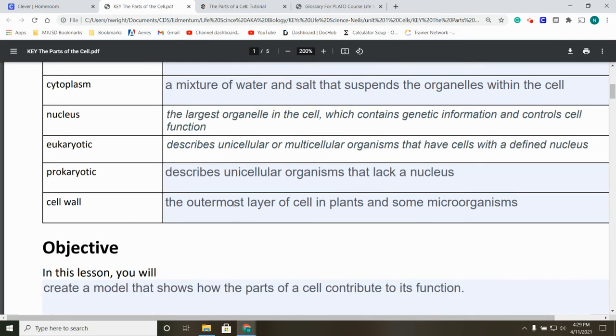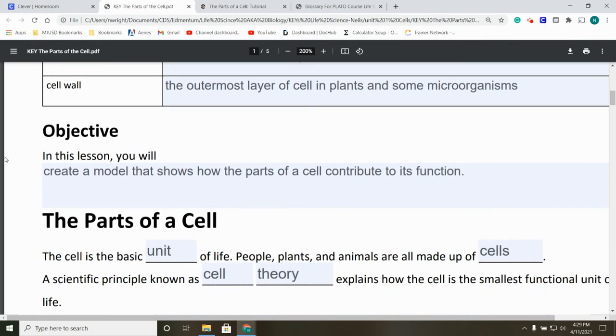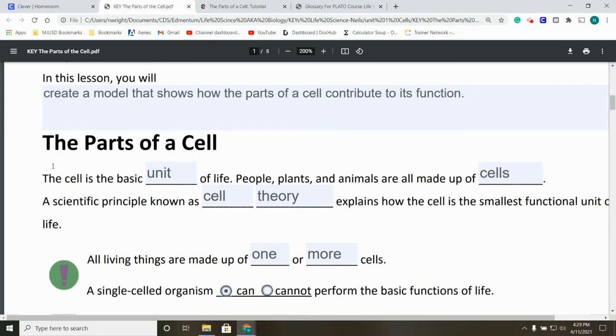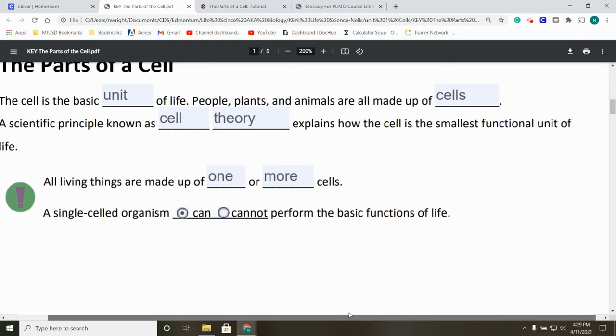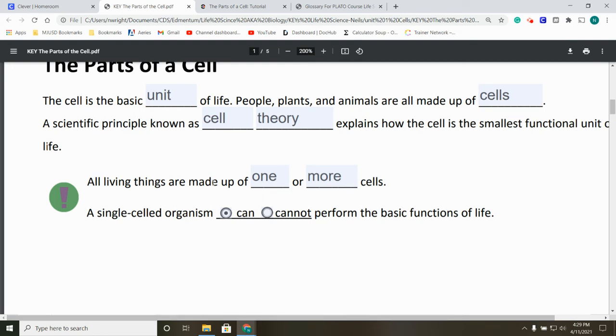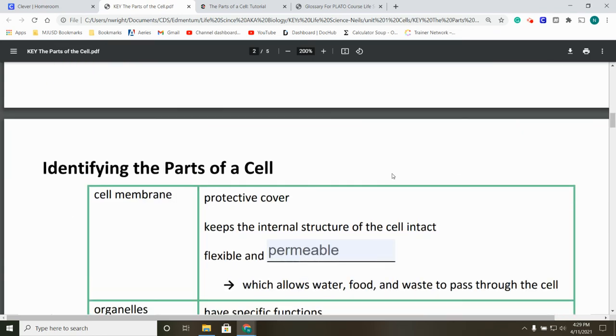A cell wall is the outermost layer of a cell in plants and some microorganisms. The objective in this lesson: you were to create a model that shows how the parts of a cell contribute to its function. The parts of a cell. The cell is the basic unit of life. People, plants, and animals are all made up of cells. A scientific principle known as cell theory explains how the cell is the smallest functional unit of life. All living things are made up of one or more cells. A single-celled organism can perform the basic functions of life.